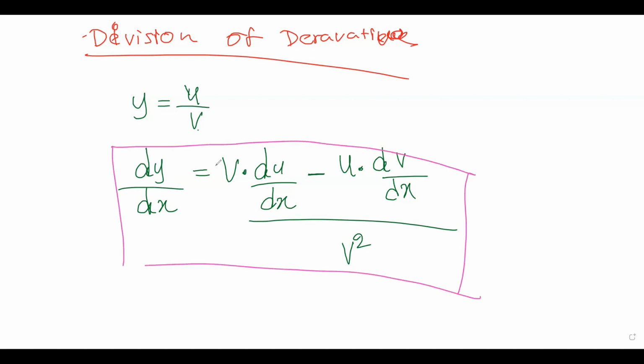Look at it. First of all, write down one, and derivative of upper one minus upper one, derivative of down one, and divide by down one square. You can write like this. Okay. You can just write like this. That's an equation. Okay. Look at it.